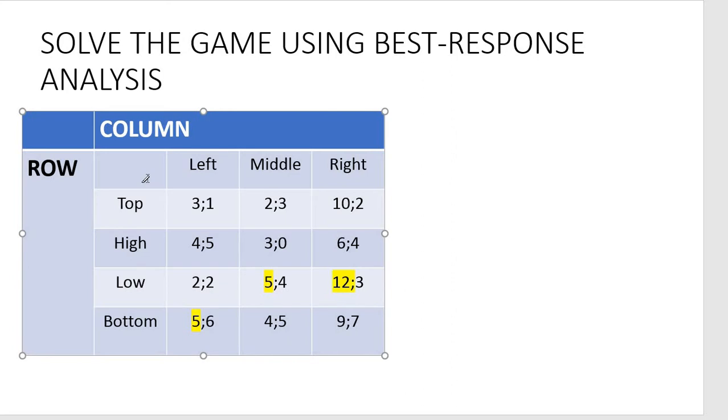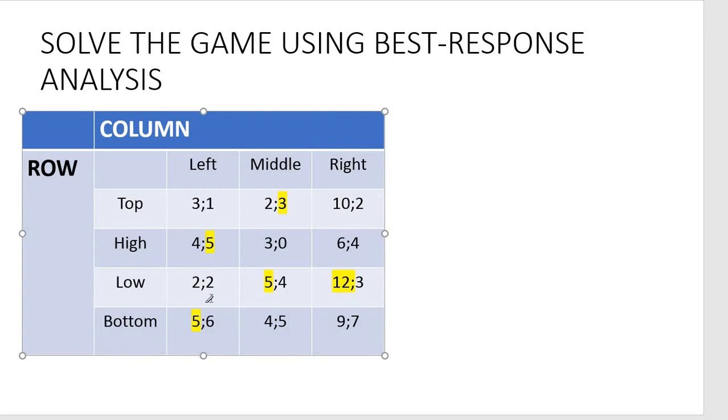Now we can do the same analysis for the column player. If the first player decides to go top, then the second player can go left and get 1, middle and get 3, or right and get 2. Obviously, the second player will decide to go middle. If the first player, the row player, decides to go high, then the second player can go left and get 5, middle and get 0, or right and get 4. 5 would be the most preferable option.